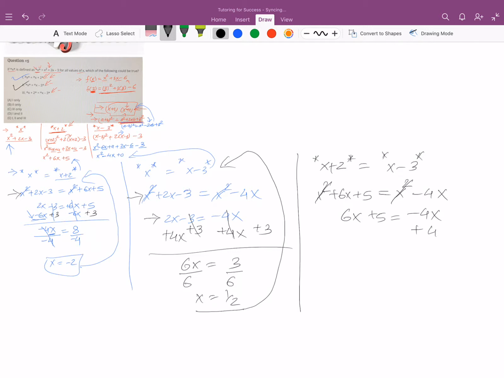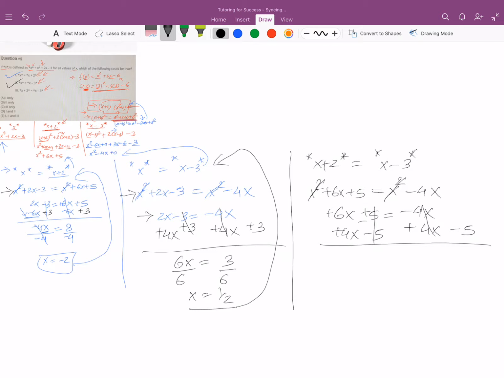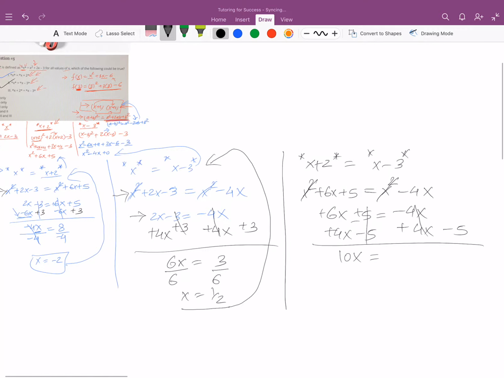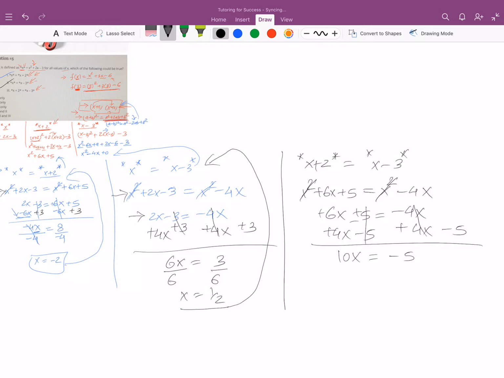So add 4x because that is negative. And the whole idea is to get a constant on one side and the variable on the other side. Subtract 5 because it's positive right now. That cancels this out, that cancels that out. They're both positive, so they add up. It gives you 10x, and that is negative 5 on that side. Then isolate x by itself, so just divide by 10. x will give you negative 1/2.